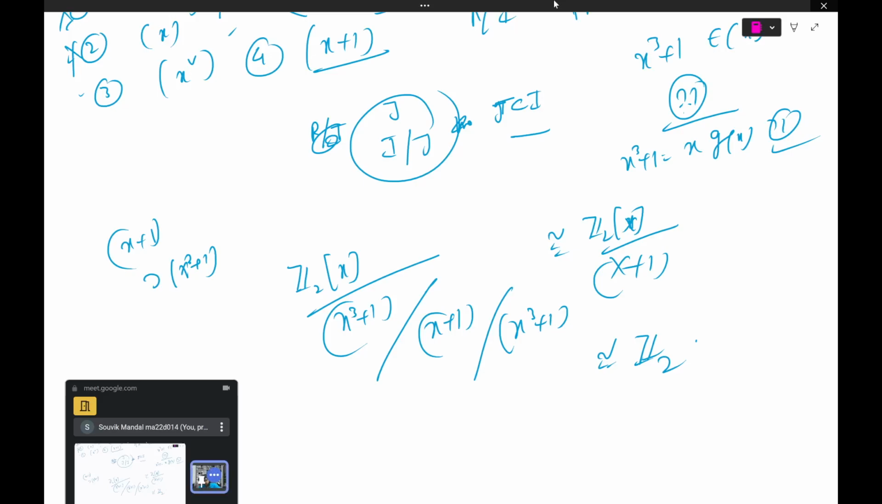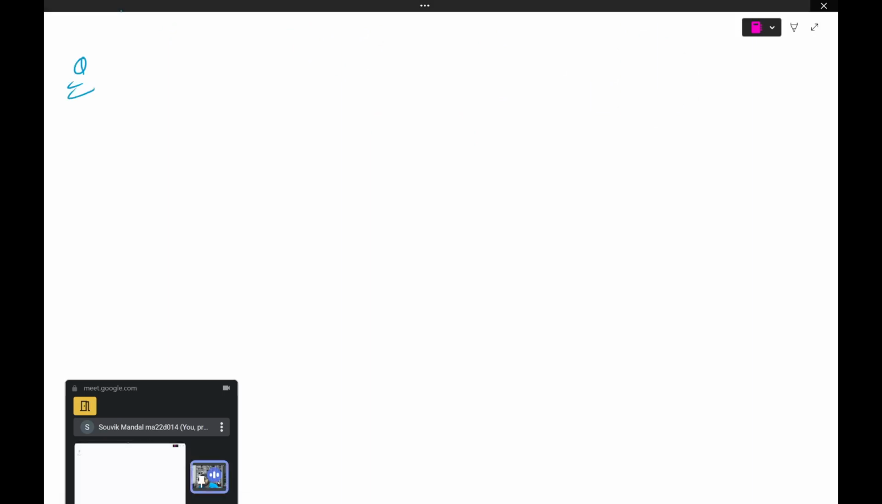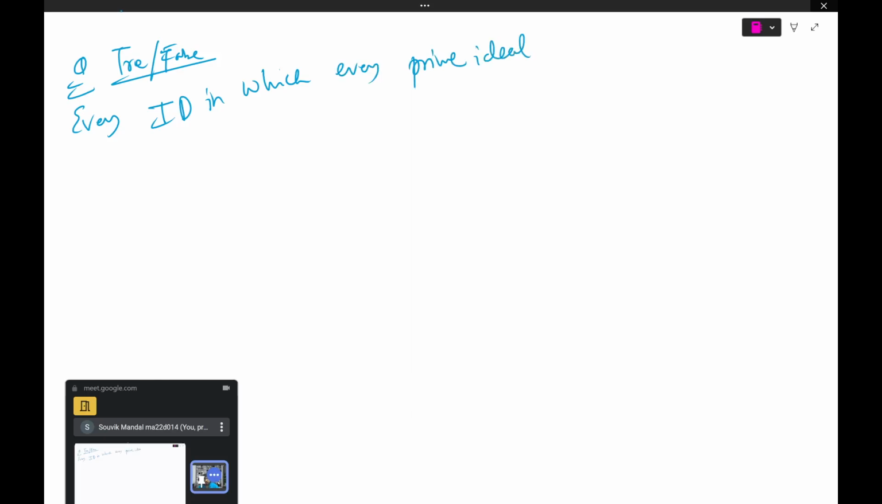Okay, let's go to the next problem. It is a true or false question: every integral domain in which every prime ideal is maximal is a field. Is it true or false? Think about it.